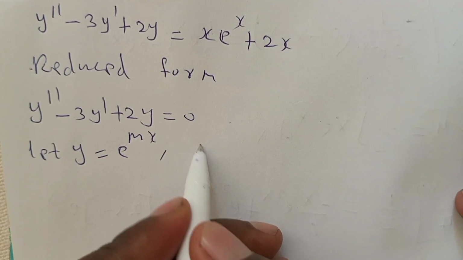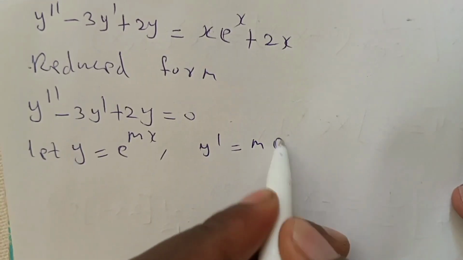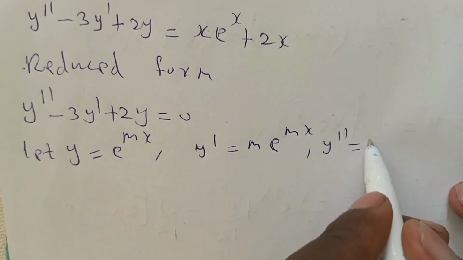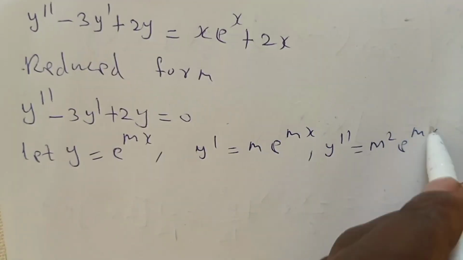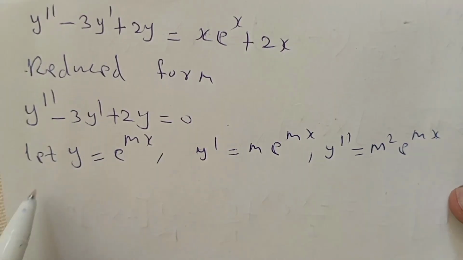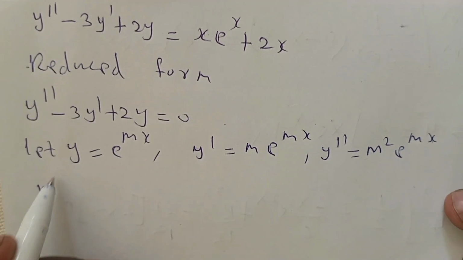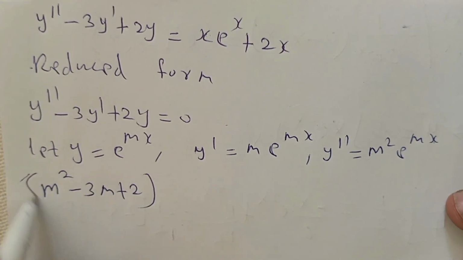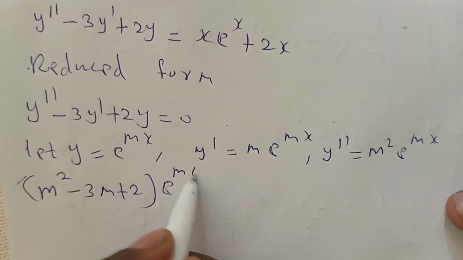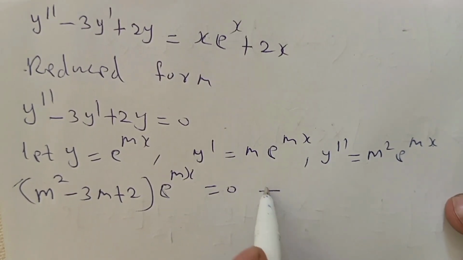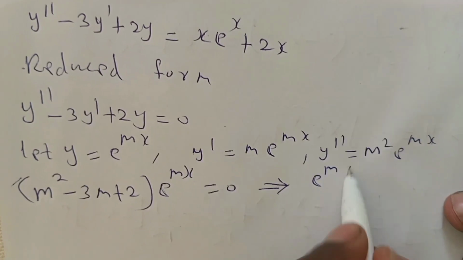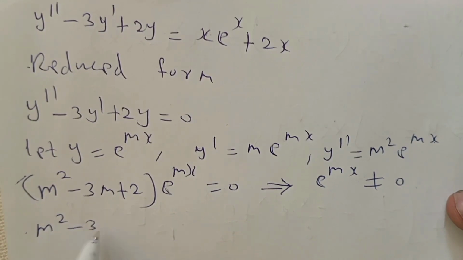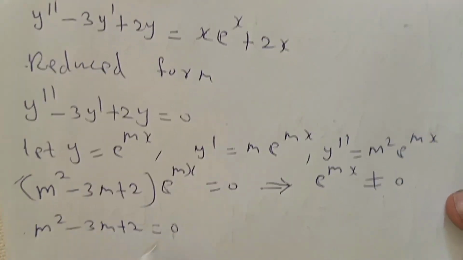Then we differentiate y to get y prime, which is equal to m exponential mx. Then we get y double prime, differentiating y twice, to get m squared exponential mx. Then we substitute these values here: where you have y double prime, you write m squared, minus 3m plus 2, everything times exponential mx, factoring exponential mx, this is equal to 0. Now, in this case, exponential mx can never be equal to 0, meaning that m squared minus 3m plus 2 is the one which is equal to 0.